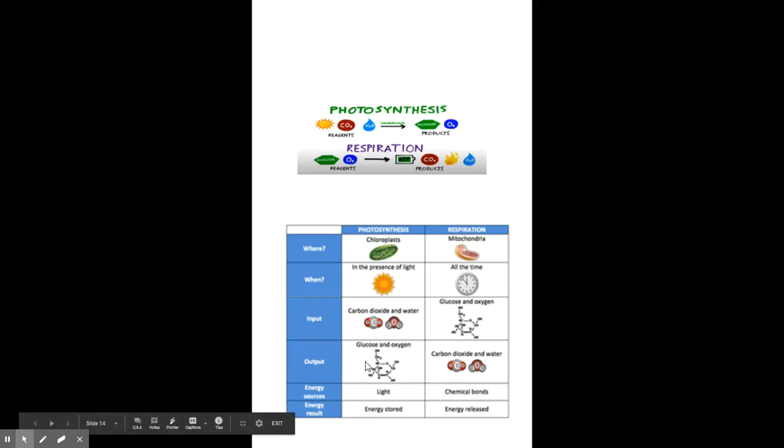The output, or what's produced in photosynthesis, is glucose and oxygen, and what is produced in respiration is carbon dioxide and water. We get energy from the sun for photosynthesis, whereas we get energy from food in respiration. And then at the end, we have stored energy in glucose molecules, and here we have energy in ATP.